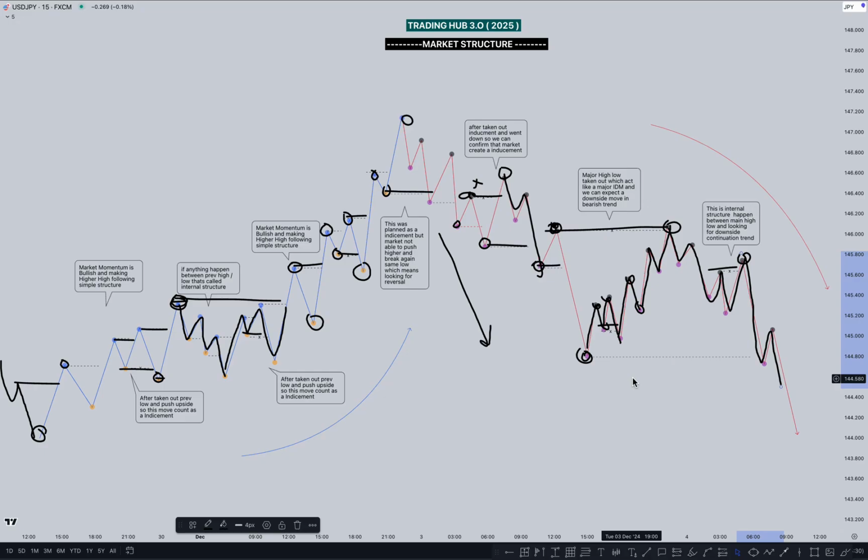Simply you need to wait for it to create a normal structure and wait for taking out the inducement for the buy and sell. But you have to focus on simple structure to confirm a higher high and lower lows. Let me show you on chart, then you can understand better what I'm trying to explain here.